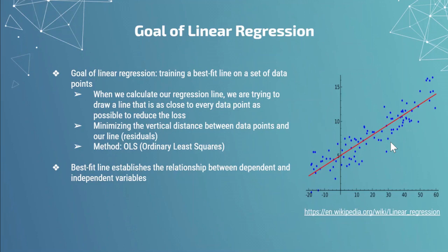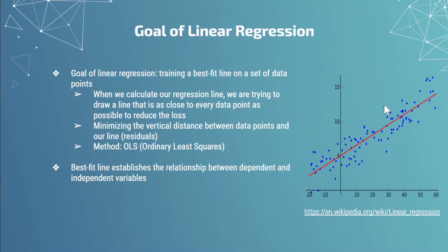So with these data points, our model is going to learn and calculate a linear regression line. The algorithm is going to do this using OLS, which I'm going to explain later on. But essentially, when we're calculating our linear regression line, we're trying to draw a line that is as close to every data point as possible so that we can reduce the loss. And what loss is, or residuals, is that vertical distance between data points and our line. So we're trying to minimize that vertical distance. In the next slide, I'm going to show you a better image to illustrate that point.